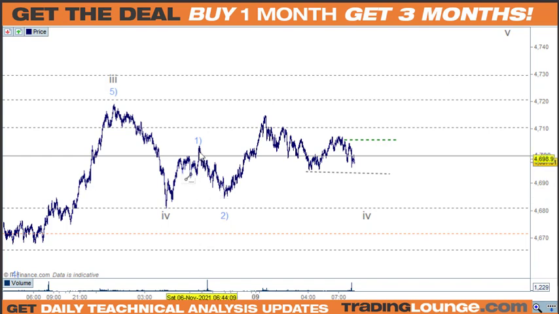So I could look at it as 1 and 2 and 1 and 2, or I could just look at it as 3 waves up for a B wave here, and that would make this the A wave over here and some sort of C wave over here, but we're not getting a C wave, so we're getting something else over here. But if that low is breached, then we're still in wave 4.